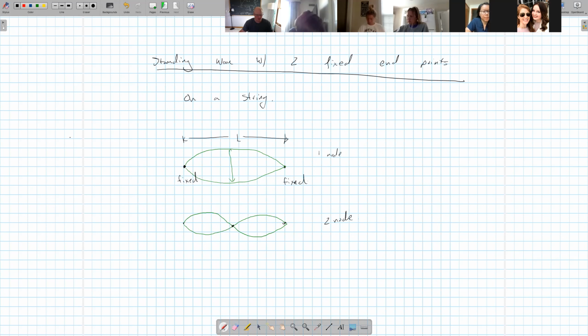Another example could be that I have this guy here. Here's my other fixed endpoint. This guy is going to be oscillating like this. There we go. So this guy can oscillate like that. So this guy actually has then 3 nodes. So I have a node here, I have a node here. You can draw that right. So this one actually has 3 nodes. Right. So again, nodes are where this guy doesn't oscillate up and down.